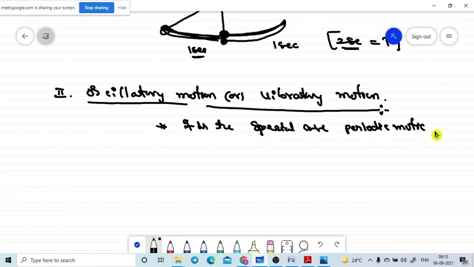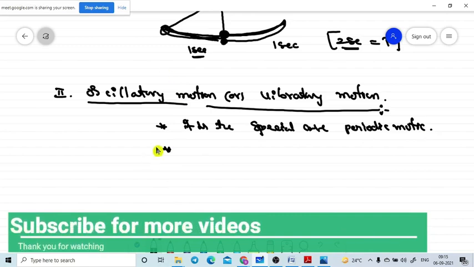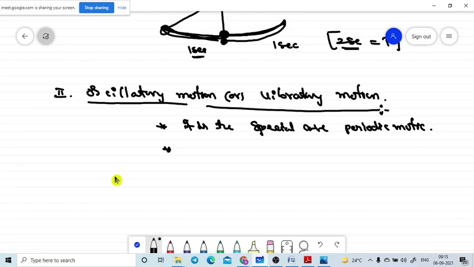So what is the main difference between periodic motion and oscillatory motion? In oscillatory motion the particle should move along the same path. That means in oscillatory motion the particle moves along the same path in a straight line. That is very important. Let me write one small correction here.